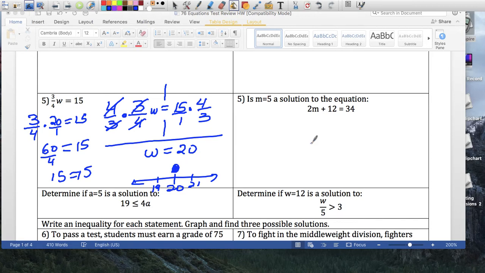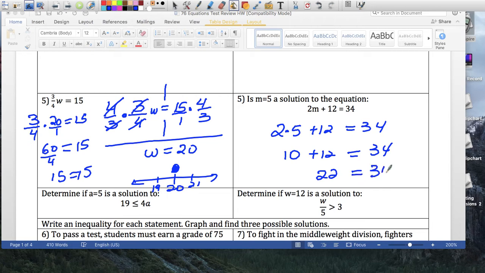Shade. Okay. Is m equals 5 a solution to the equation? Well, I don't know. Let's find out. So instead of the m, I'm going to substitute and replace it with a 5. So 2 times 5 plus 12 equals 34. So is my left value here equal to the right value? Well, 2 times 5 is 10 plus 12. Let's continue. 10 and 12 is 22. And you can obviously tell they're not equal, so no.